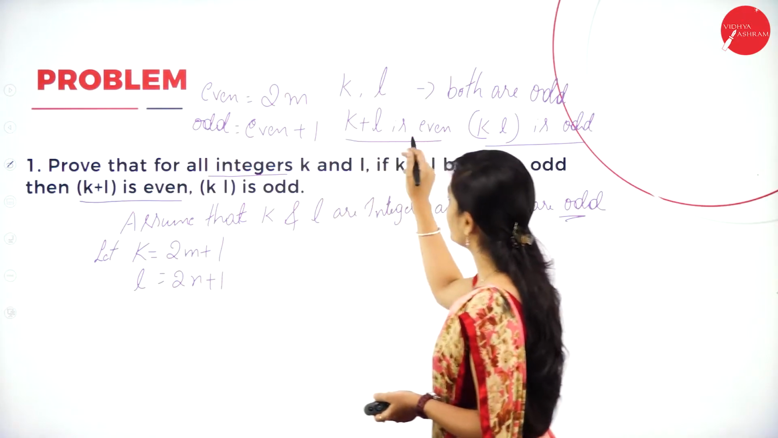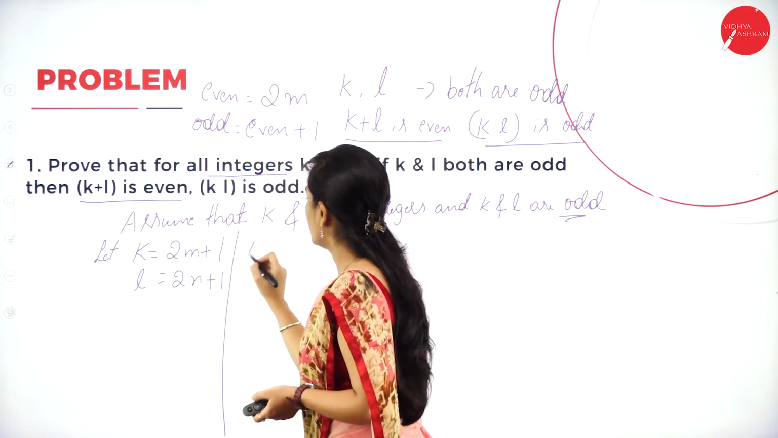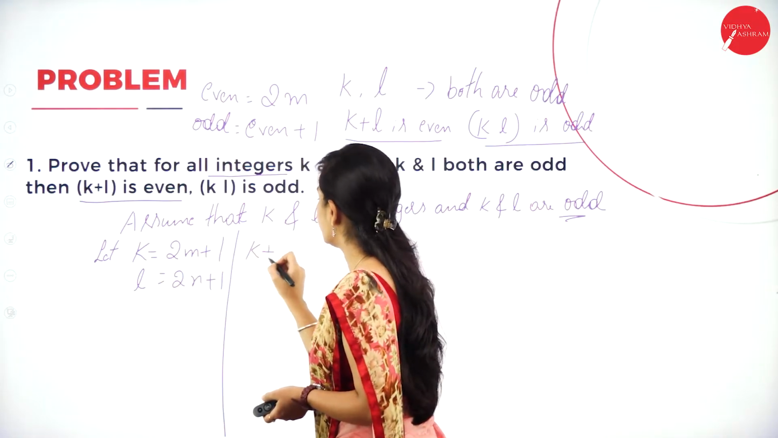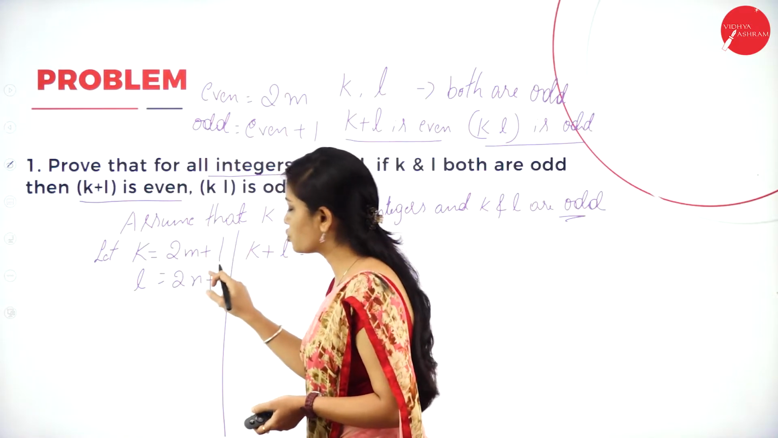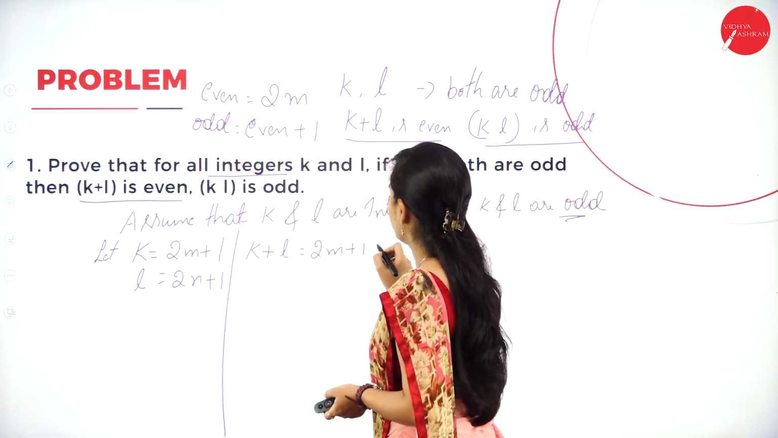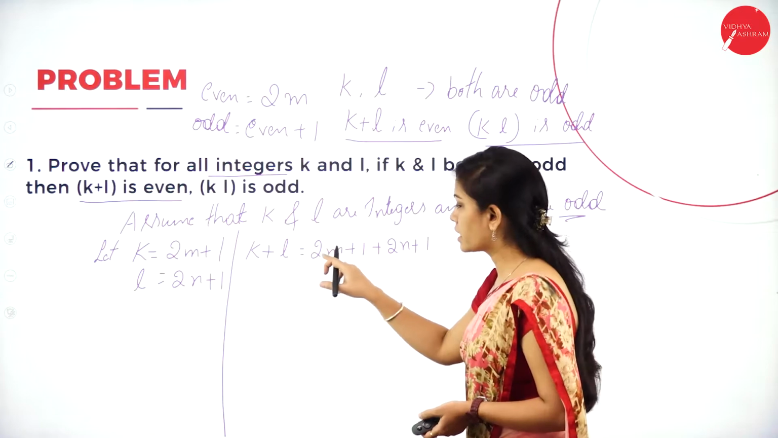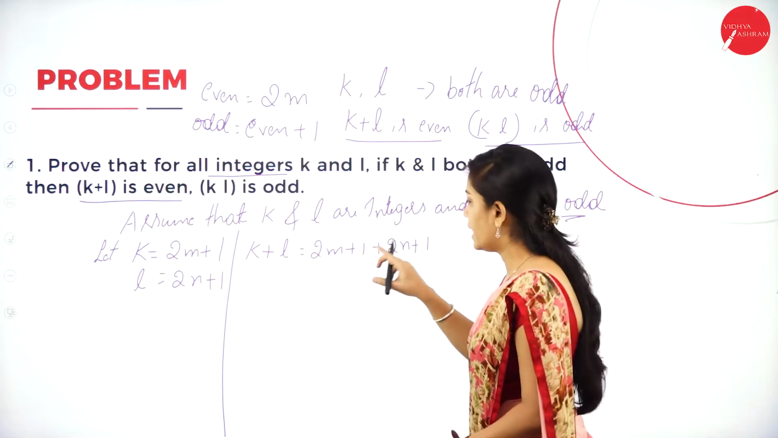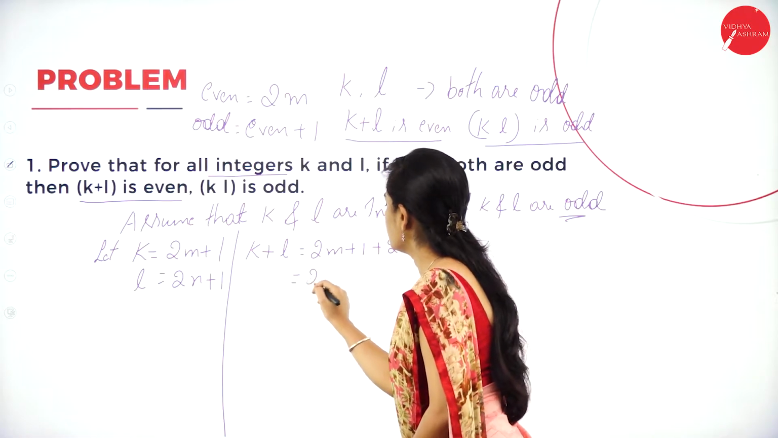First I will find out that k plus l is even. So what is k plus l? 2m plus 1 plus 2n plus 1. This is k, 2m plus 1. L means 2n plus 1. Now I will add these terms.